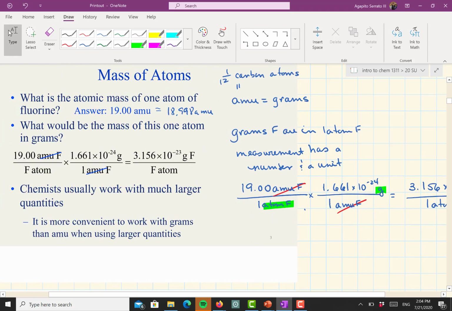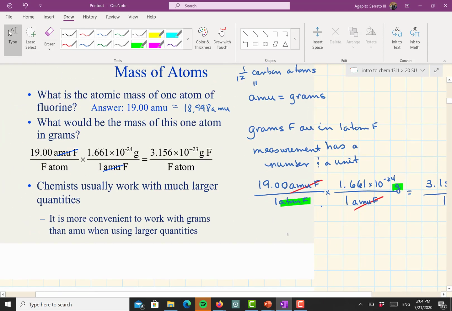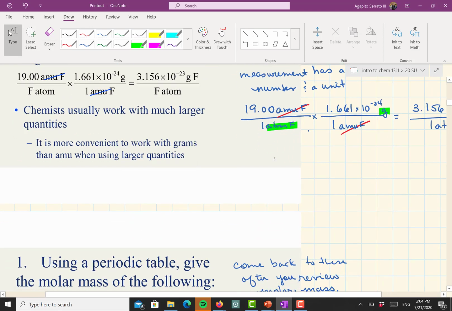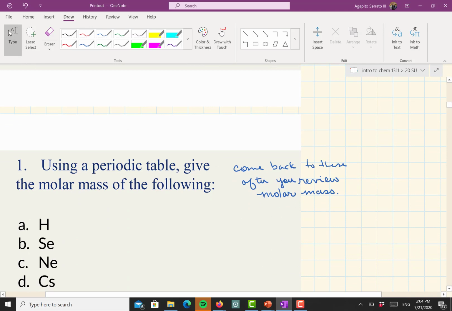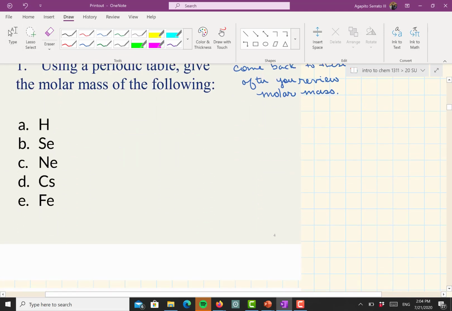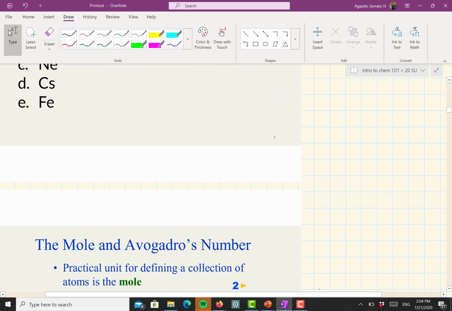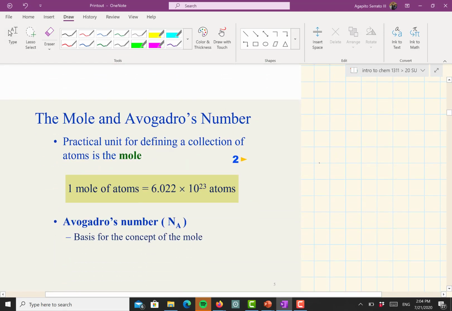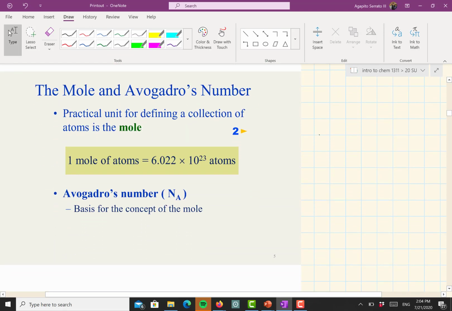Okay. This is an easy way to be able to convert, like I said. But we don't usually deal with single atoms. We usually deal with thousands, if not millions or trillions of atoms. So we have a way to do that. But in order to be able to work with that large of a unit, we need to have a way to make another relationship.